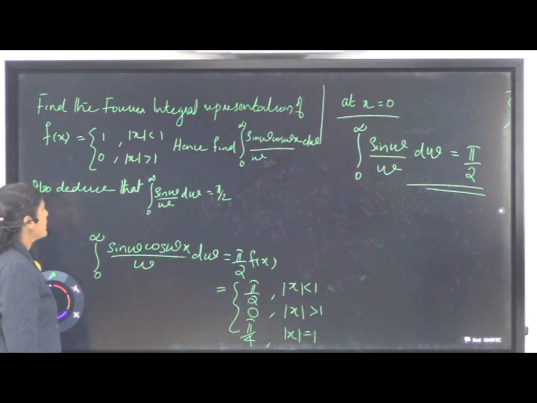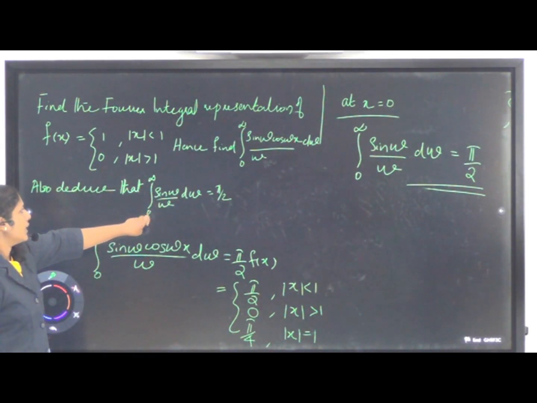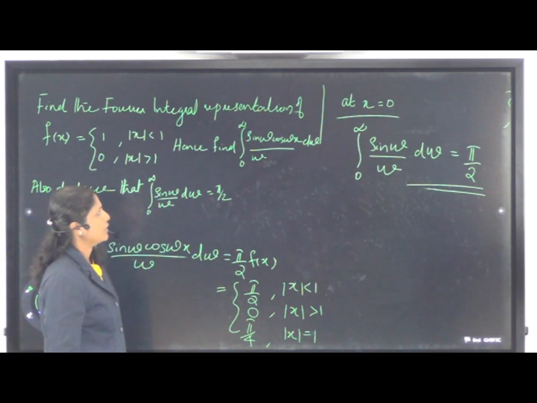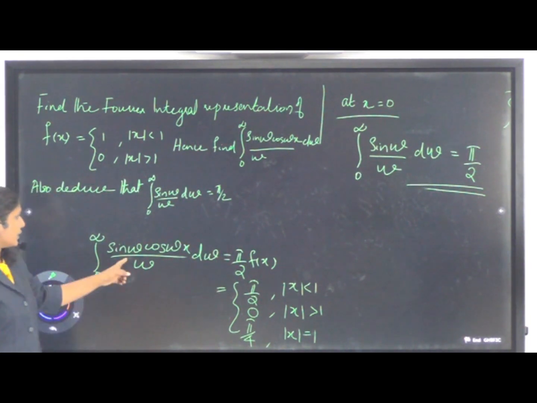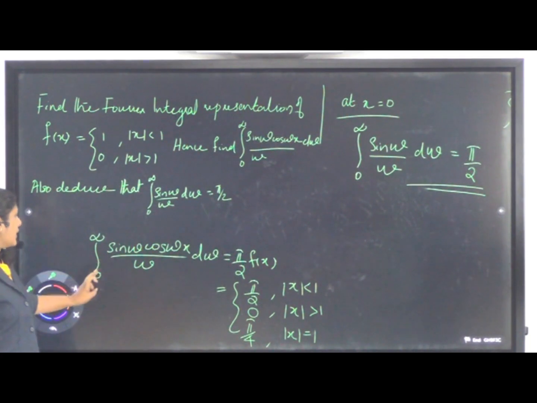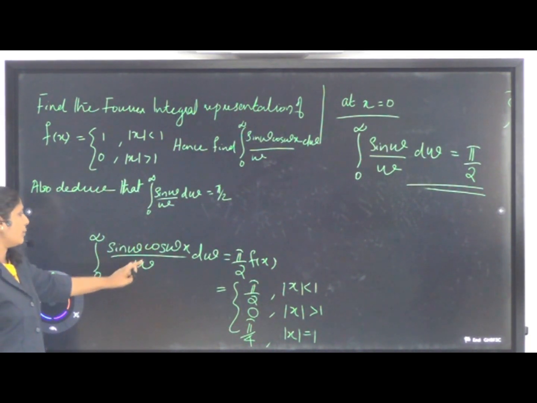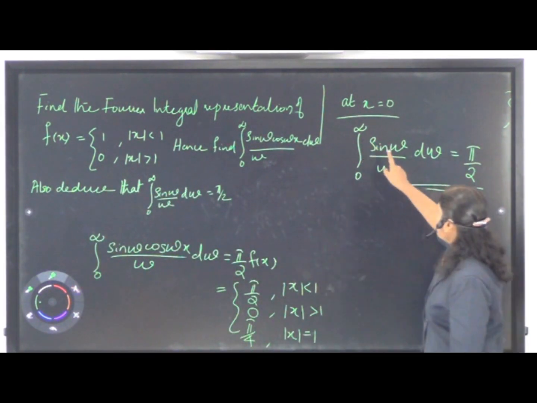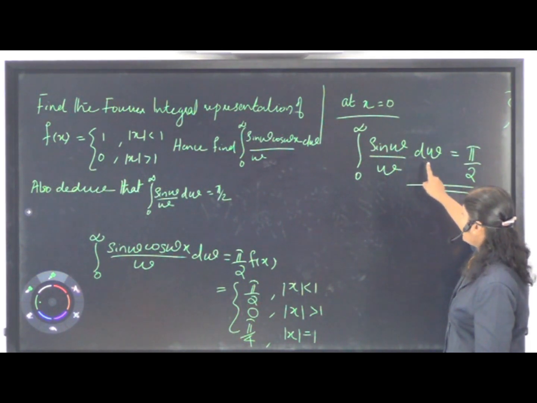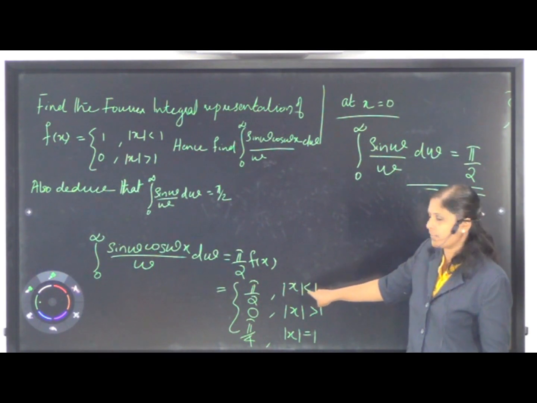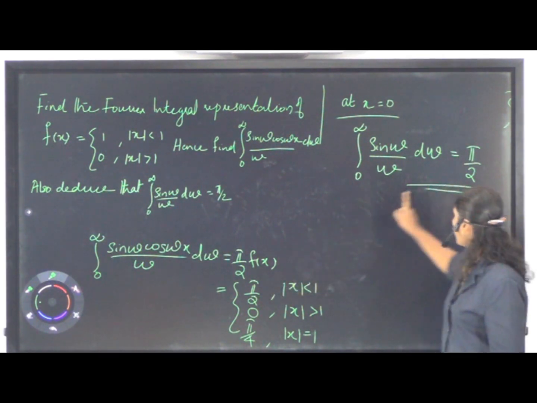Then the last part is we have to deduce this result: integral 0 to infinity sin omega by omega d omega equal to pi by 2. So in this equation, put x equal to 0, we get integral 0 to infinity sin omega by omega cos 0 d omega. Cos 0 is 1. So this equation becomes integral 0 to infinity sin omega by omega d omega, and 0 lies in this interval. So it becomes pi by 2.